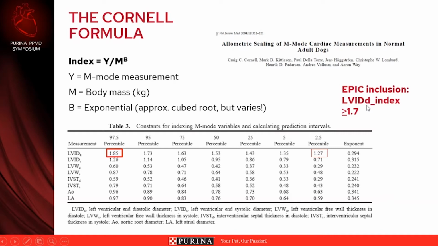our EPIC inclusion criteria said it had to be above 1.7. So you can see we have to be outside 5% of the population for our reference range for the EPIC inclusion criteria. But interestingly, the recent paper by the Wess group showed that this was probably more real for a very much larger number of dogs, over 7,500 dogs. So 1.7 seemed to be the top end of their reference range. So this is how we get to the index anyway.